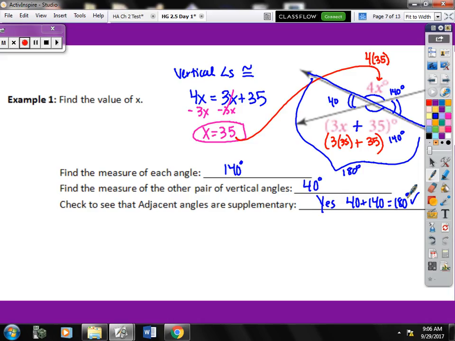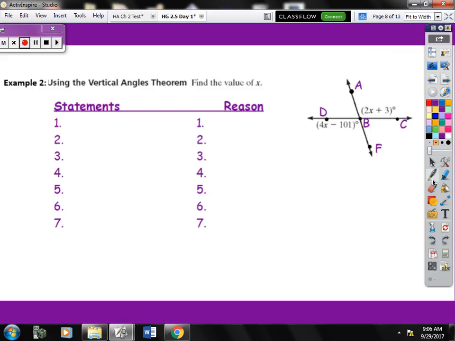Now, the next one is a completely blank proof. And we are going to use the vertical angles theorem to solve this. Now, this time I didn't even type out the given for you, just so you could practice. Normally I put it there for you. If there's nothing given in statement 1, you do actually want to write out what is given to you. So I can see that the measure of angle ABC is given to be 2x plus 3.